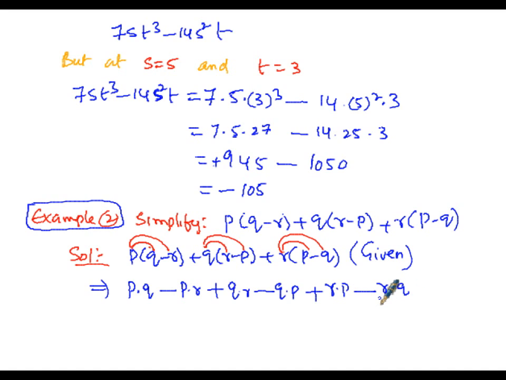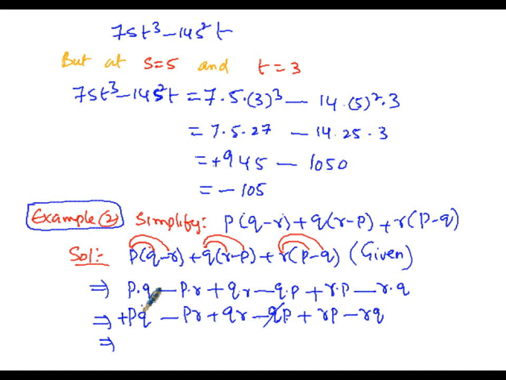Then p into q is pq, minus p into r is pr, plus q into r is qr, minus q into p is qp, plus r into p is rp, minus r into q is rq or qr. So pq is positive and here pq or qp is negative, they get cancelled. Minus pr and here plus rp or pr both give the same meaning, they get cancelled because one is negative and one is positive. The sign of qr is positive, here qr or rq is negative, one negative and one positive, but the terms are the same, so they get cancelled.